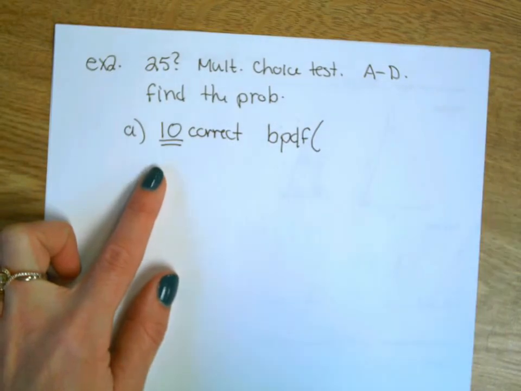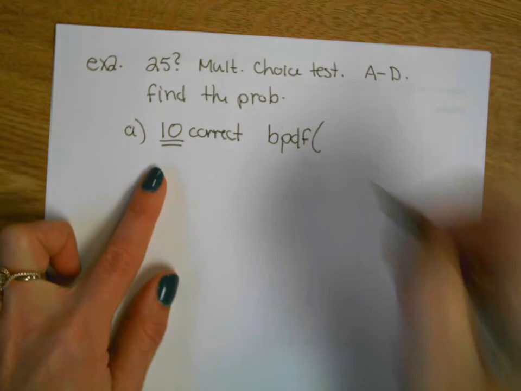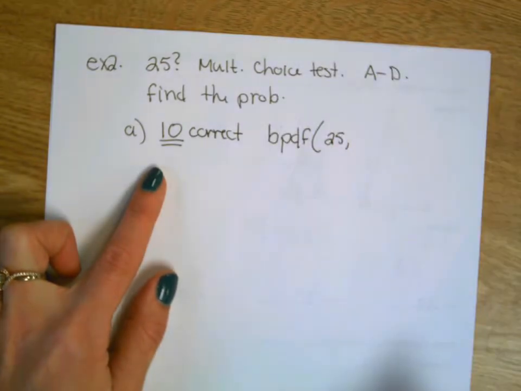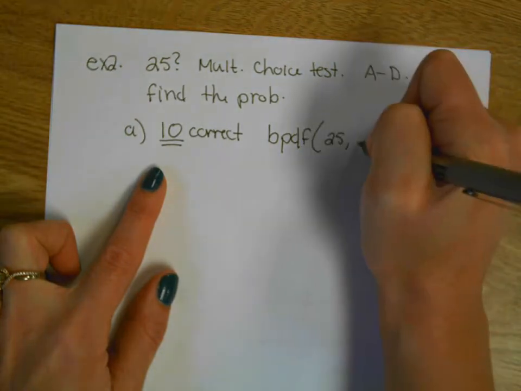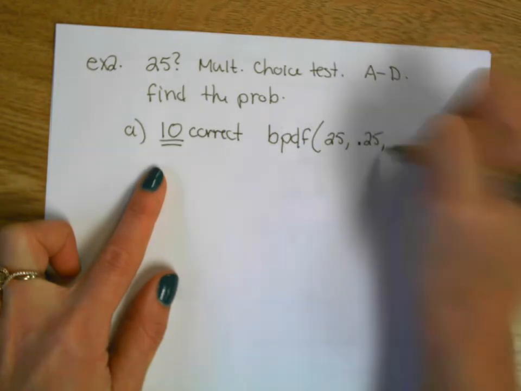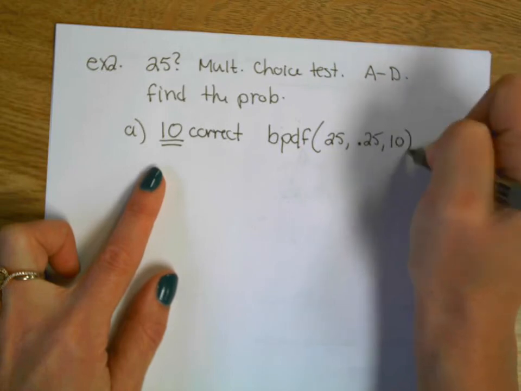If you look back at the notes, you've got to feed the binom 3 values, starting with the number of trials. How many trials are we doing? 25. What's the probability of success? 1 in 4 chance, so I'm going to put in 0.25, for the A through D, 1 being correct. And then how many successes are we looking for? 10.